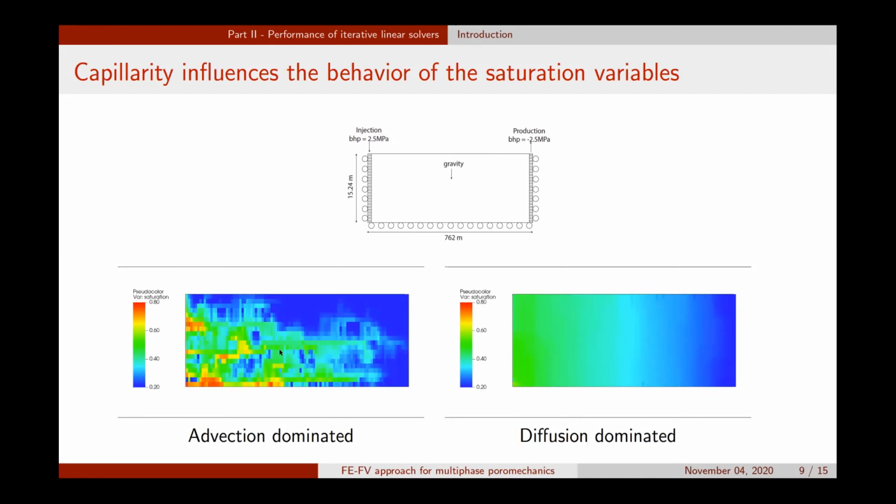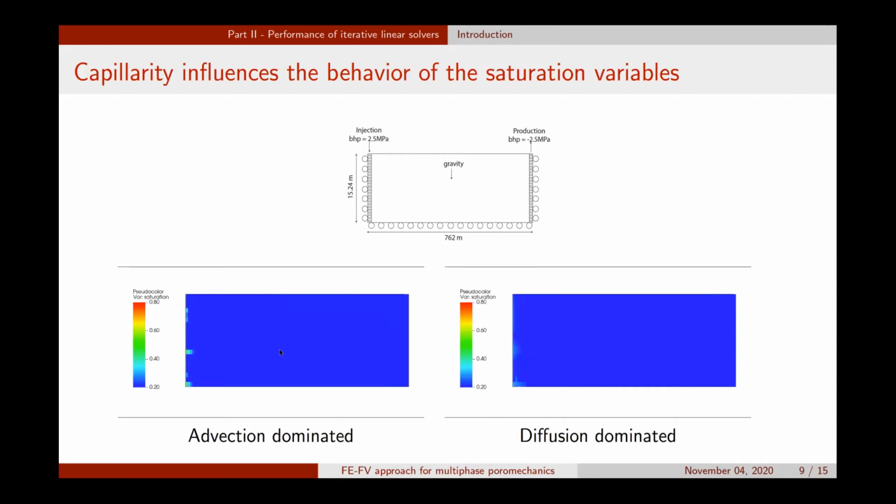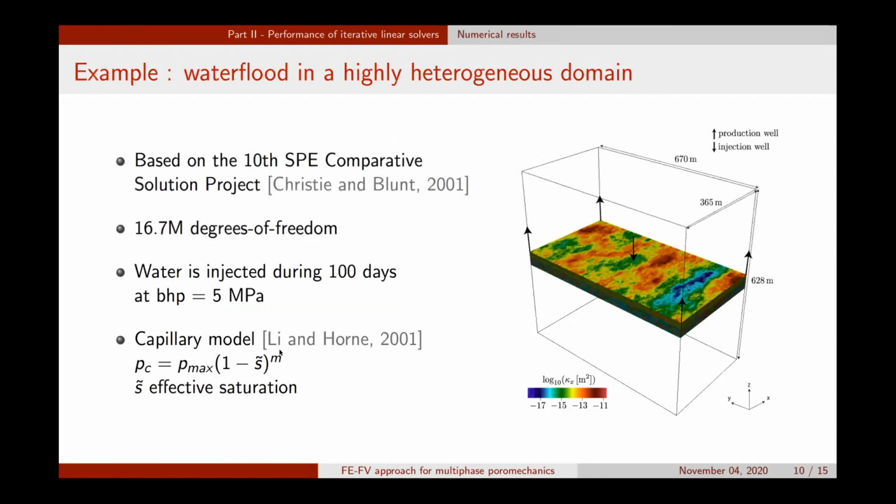So the objective of this work was to design preconditioners that are suitable to the strong capillary regime. And to test the three preconditioners we have designed, we tested them in the simulation here. This is a highly heterogeneous domain. Here we can see the permeability of the domain, and it is initially saturated with oil, and we are injecting water here at the center of the domain, and we produce both fluids at each corner of the domain.